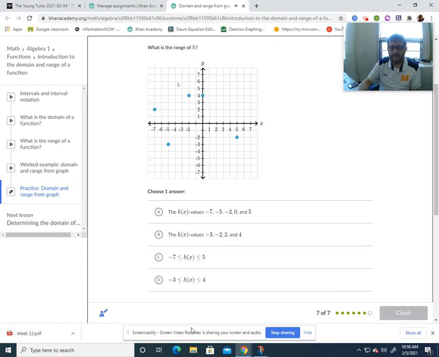Last one, again back to dots, so C and D are out. We're looking for range, so we're looking for Y values. So there's a -3, there's a -2, there's a +2, and then there are 2 that have 4, but it doesn't give us different values, it just gives us 4. So the answer is clearly B.